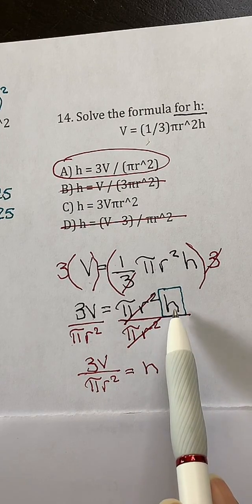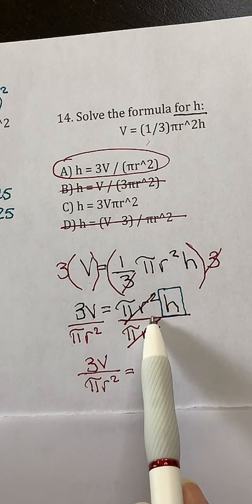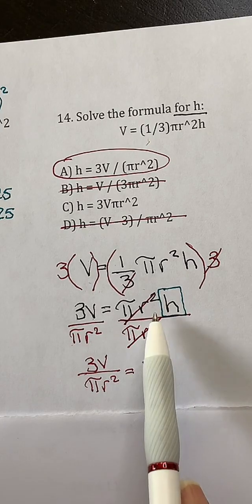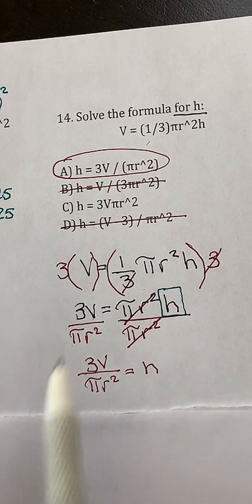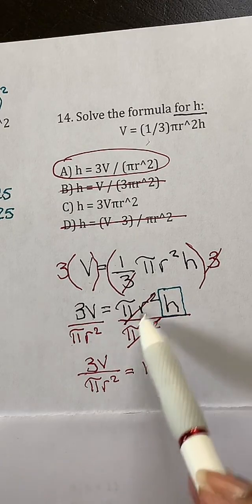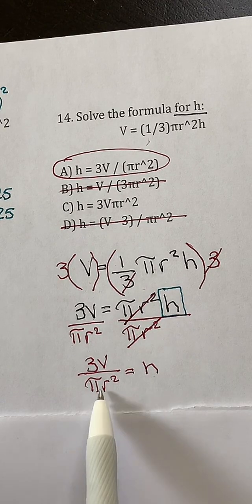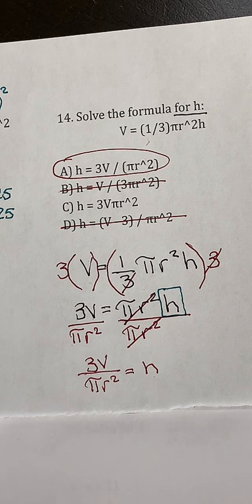We're trying to get h by itself. So that means we need to get rid of pi r squared. So why not divide it? Since you're doing multiplication, do the inverse. Divide. Whatever you do on one side, you do on the other side. So then these will cancel out. My h is by itself, hurrah. And then we have our 3v over pi r squared.